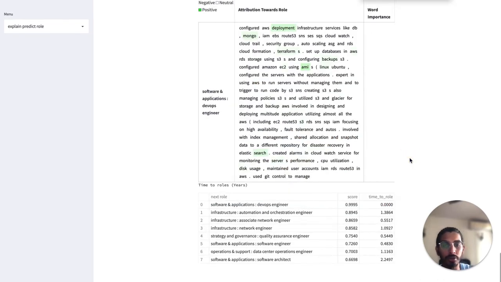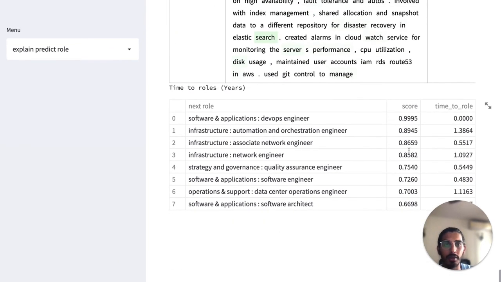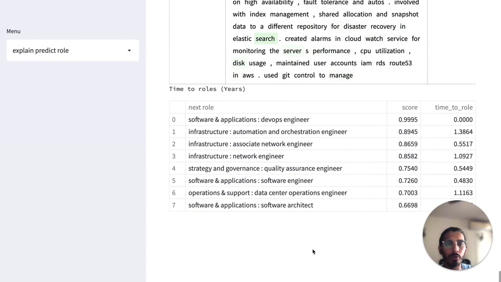We also see how much time the candidate will take to move to those roles. As you know, currently the candidate is working as a DevOps engineer, so the candidate will not require much time to move to this role. But if the candidate wants to move to the role of automation orchestration engineer, it will take approximately one year, 3 months.